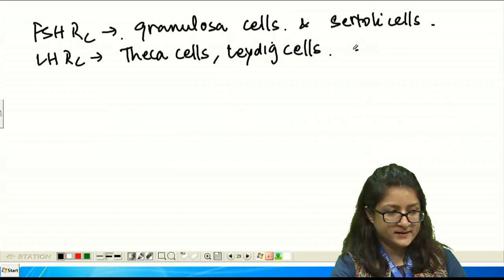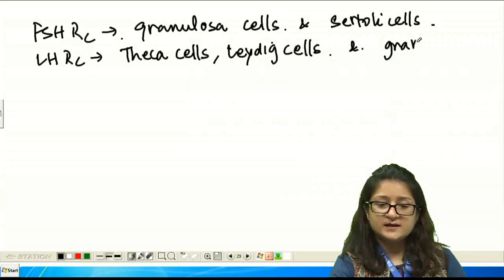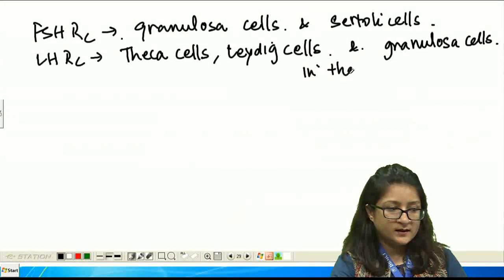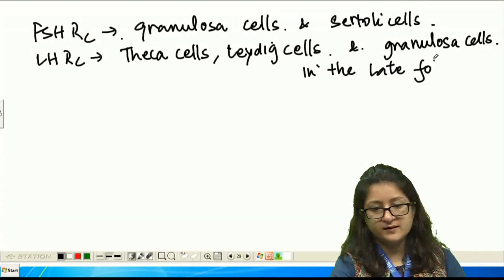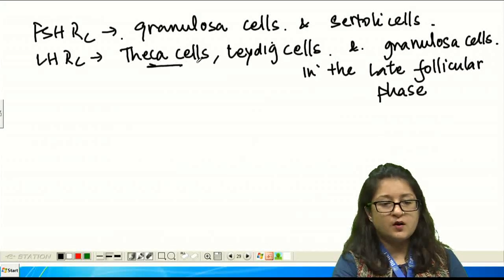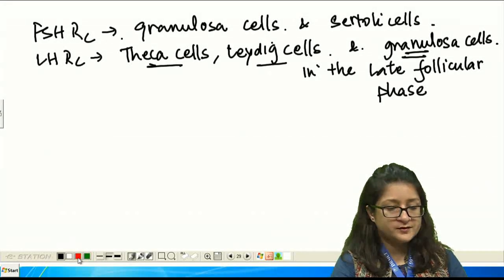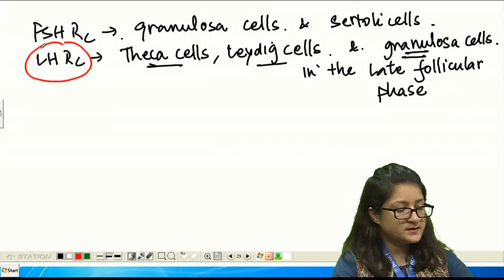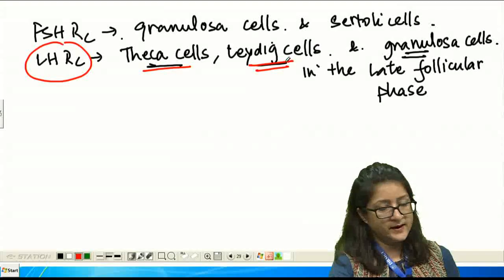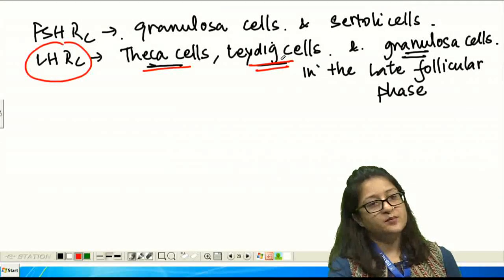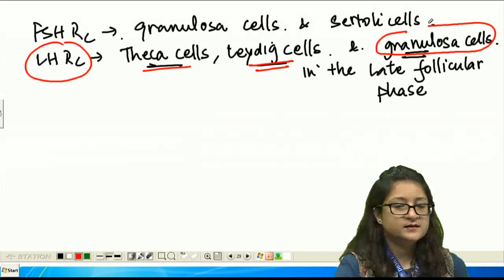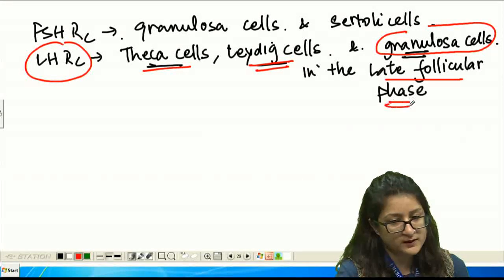And they are also present on the granulosa cells in the late follicular phase. So this is an important point to remember: LH receptors are easy to remember, as they are present on the theca cells and the Leydig cells, the cells that are capable of synthesizing androgens. Apart from that, they are also present in the granulosa cells in the late follicular phase.